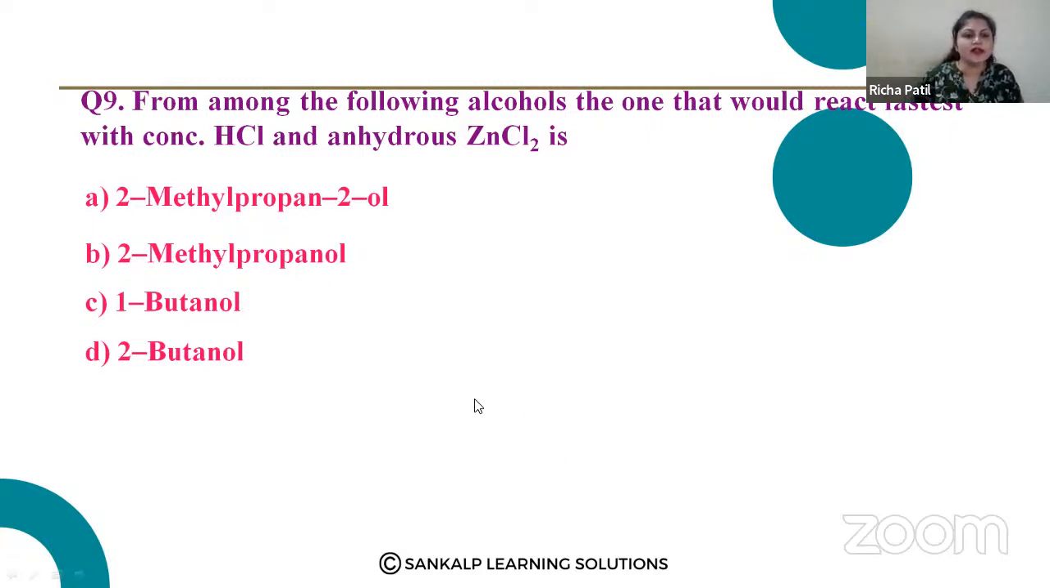The answer is B. It is 2-methyl propanol. What is the structure? It is a tertiary alcohol. So write the structures, and you'll understand which is the tertiary alcohol. So B is the correct answer.